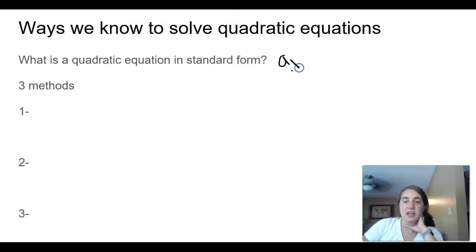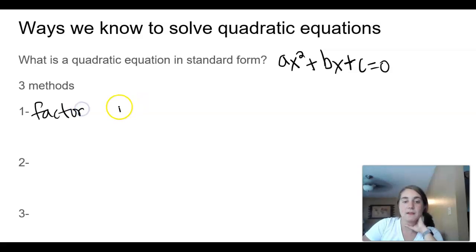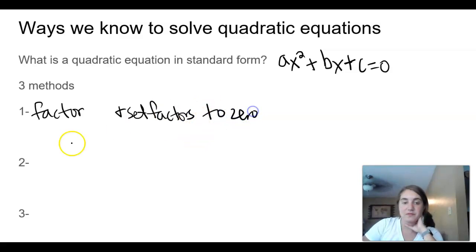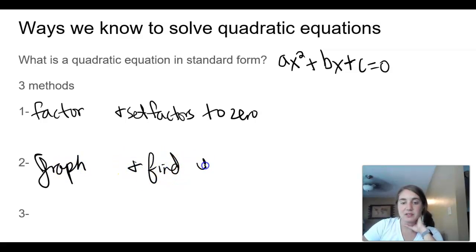It looks like ax squared plus bx plus c equals 0. So one side always equals 0. We know three methods: factor and set factors to 0. We can graph and find the y-intercepts, x-intercepts.